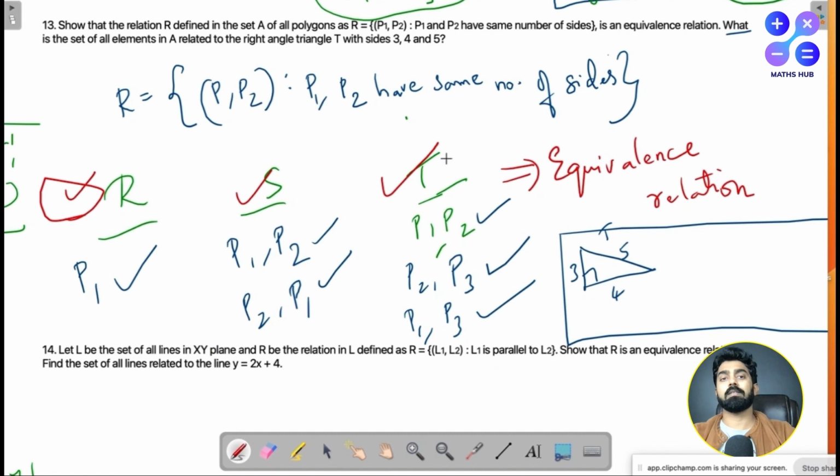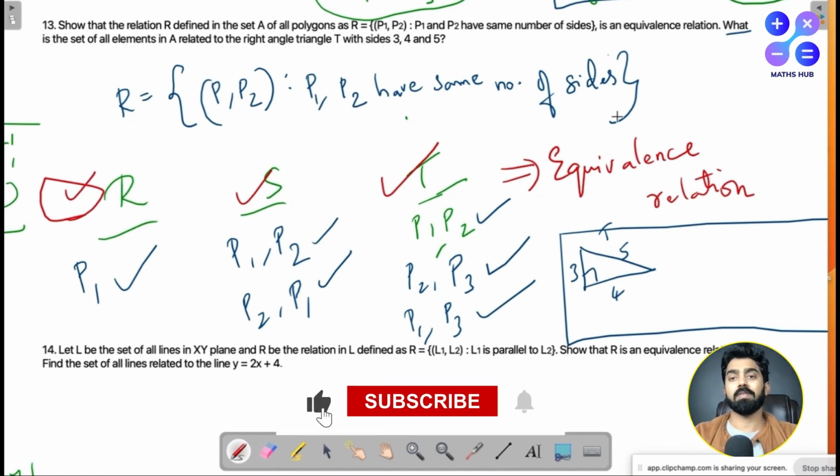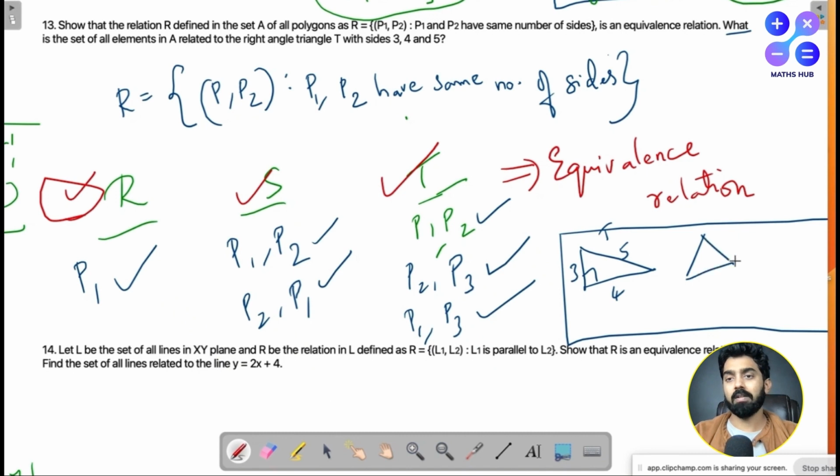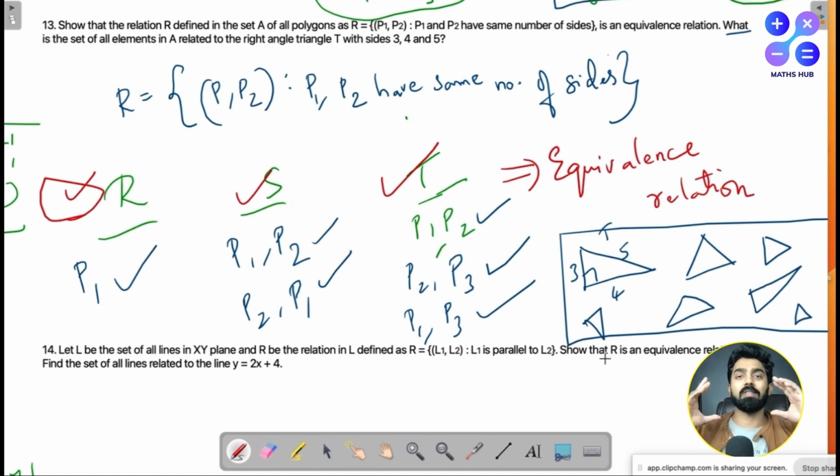Now, what is this set about? It's about having the same number of sides. Every single triangle will have 3 sides, no matter the angles, right? Whether it's a scalene triangle, an equilateral triangle, an isosceles triangle, or whatever other triangle you can think of, it's always going to have 3 sides. In fact, the name given to a shape which has 3 sides is a triangle. It has 3 angles and also 3 sides.